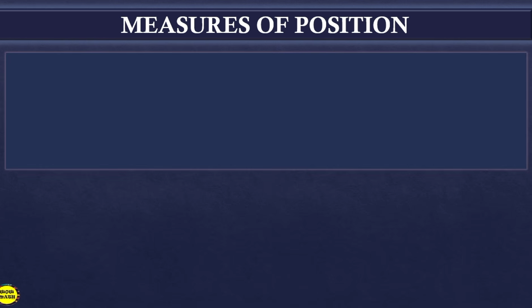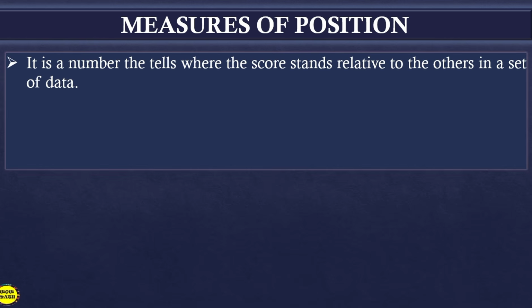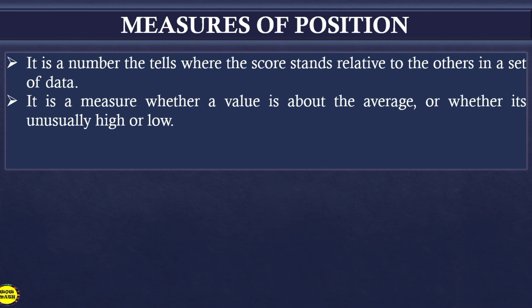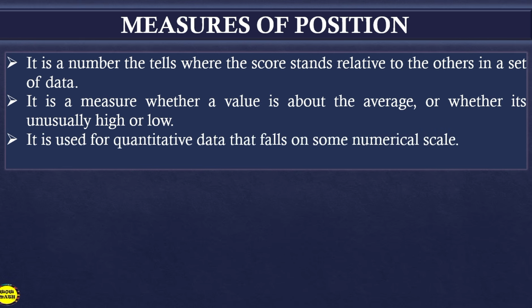Measures of position is a number that tells where the score stands relative to the others in a set of data. So we're going to locate the position or the rank of a given score in a given data. It is a measure whether a value is about the average or whether it's unusually high or low. It is used for quantitative data that falls in some numerical scale, and also it can be applied to ordinal variables. When we say ordinal variables, it involves ranking, orders, and places.